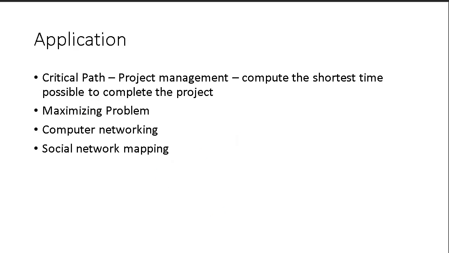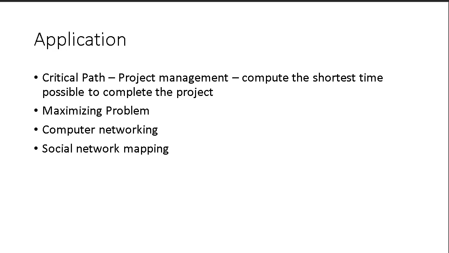And some of the applications for optimizing the solution to this problem is critical path, which is very relevant in project management, where you're trying to get a project within a certain deadline or within a certain time frame. So you can run this algorithm and try to find the shortest time possible to complete the project. And based on that critical path, you are able to determine a window for if the project is doable or if it will meet the deadline or not.